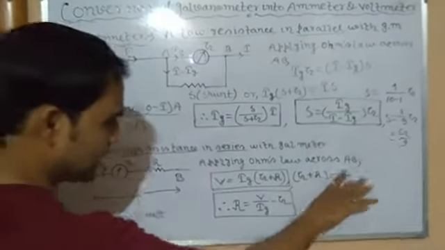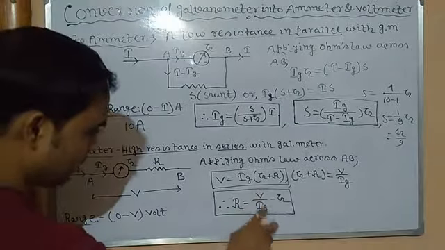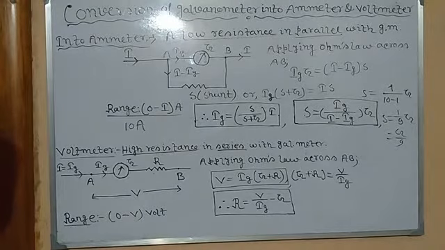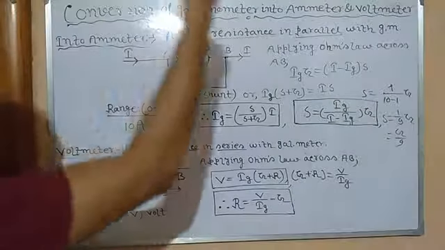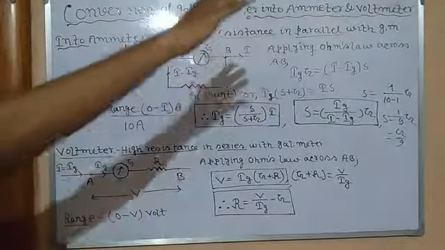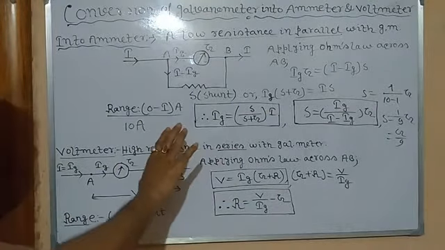So from here, G plus R is equal to V by Ig. So the required value of the external resistance is V by Ig minus G. In this case the range of the voltmeter will be from 0 to V. Clear? So in this way a galvanometer can be turned into an ammeter and a voltmeter. A low resistance in parallel with the galvanometer will convert it into an ammeter, whereas a high resistance in series will convert the galvanometer into a voltmeter.